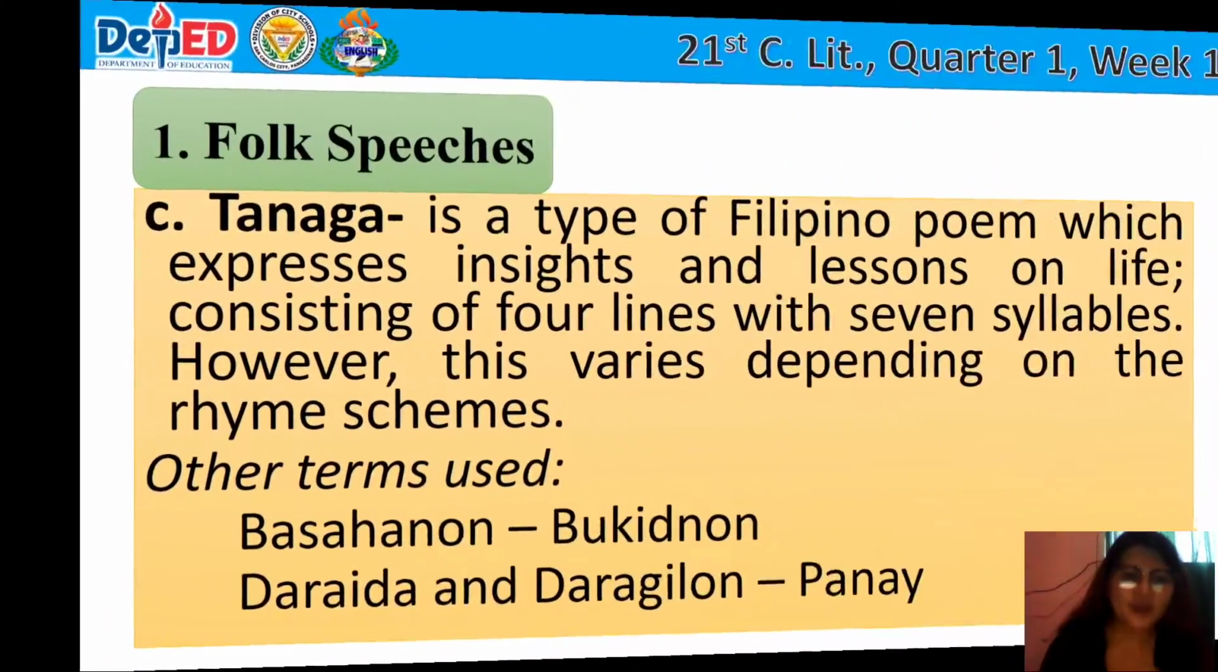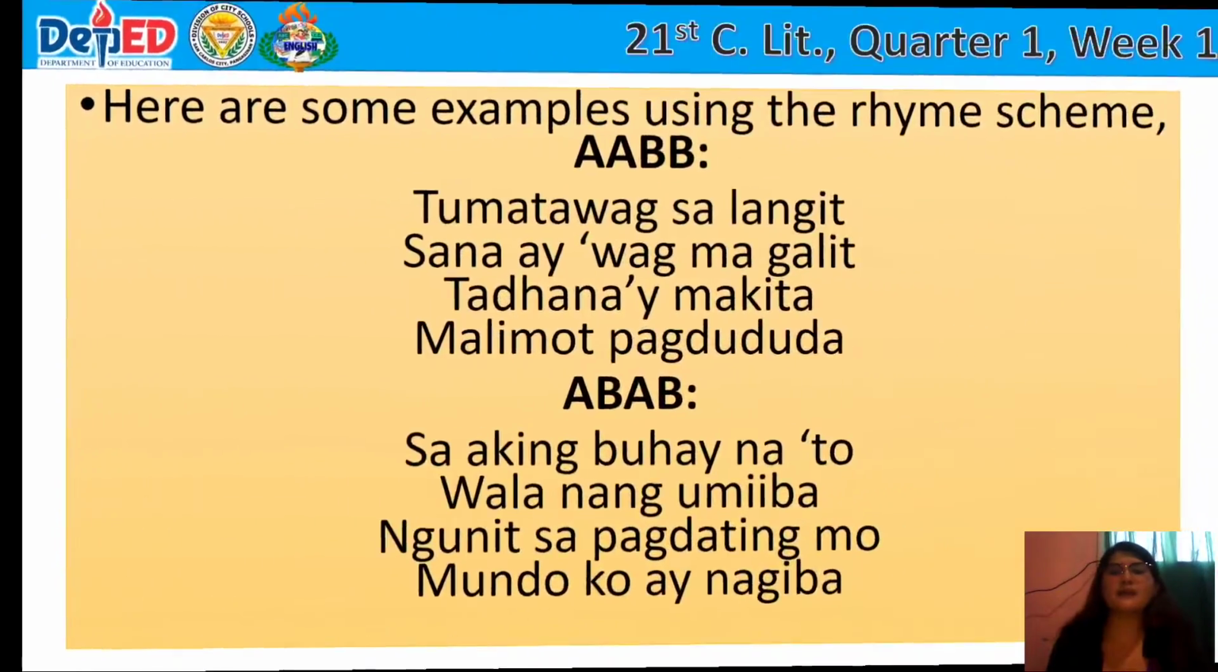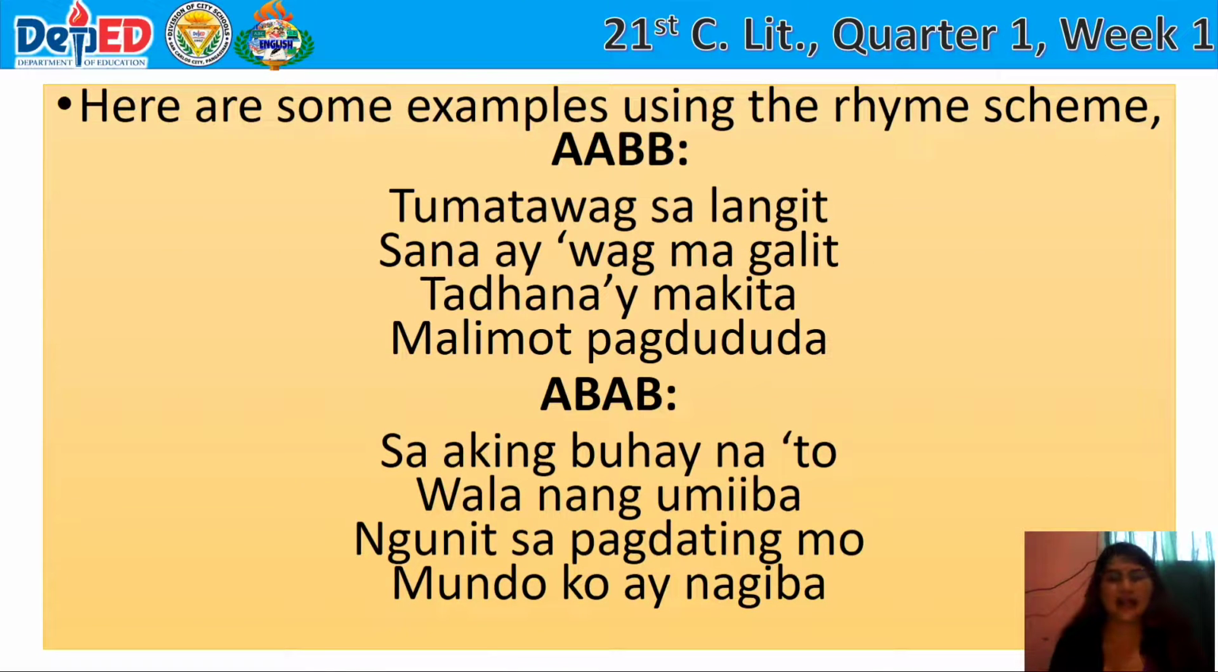Next, we have Tanaga. And what is Tanaga? It is a type of Filipino poem which expresses insights and lessons about life. It consists of 4 lines with 7 syllables. However, this varies depending on the rhyme schemes. Other terms used for Tanaga: for Bukidnon, it is called Basahanon. In Panay, it is Daraida and Daragilon. So these are some examples of the rhyme schemes being used in Tanaga.